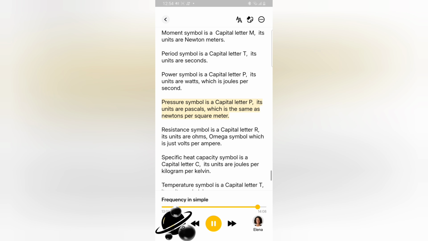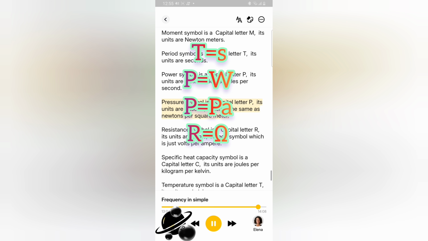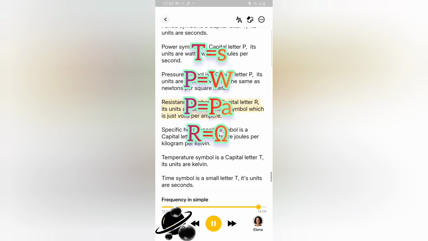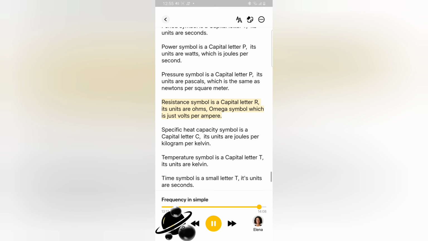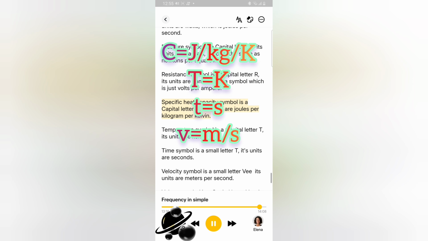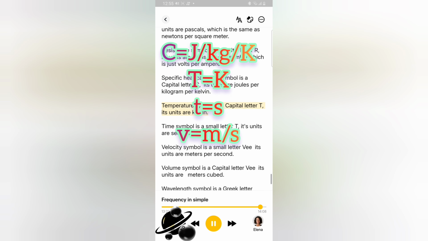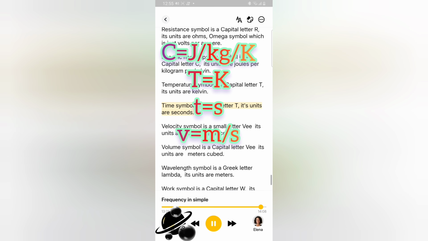Pressure symbol is a capital letter P. Its units are pascals, which is the same as newtons per square meter. Resistance symbol is a capital letter R. Its units are ohms, omega symbol, which is just volts per ampere. Specific heat capacity symbol is a capital letter C. Its units are joules per kilogram per Kelvin. Temperature symbol is a capital letter T. Its units are Kelvin. Time symbol is a small letter t.